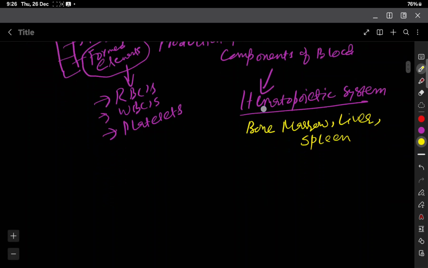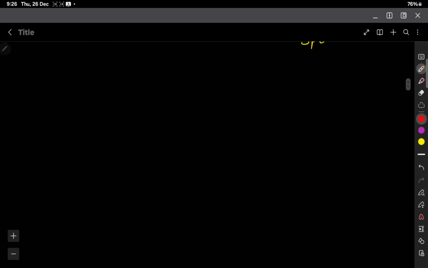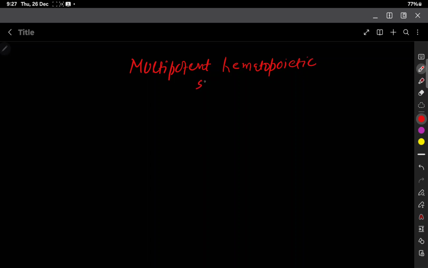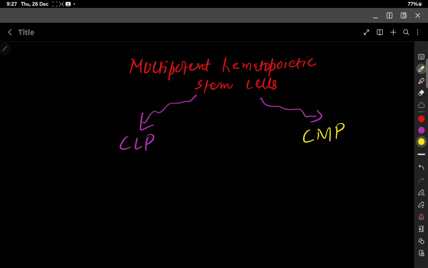Now I will explain how this process of hematopoiesis occurs in our body by a flow diagram. The first cell from which all the cells are derived is called the multipotent hematopoietic stem cell, which is present in the bone marrow. These multipotent hematopoietic stem cells can differentiate either into CLP or into CMP.